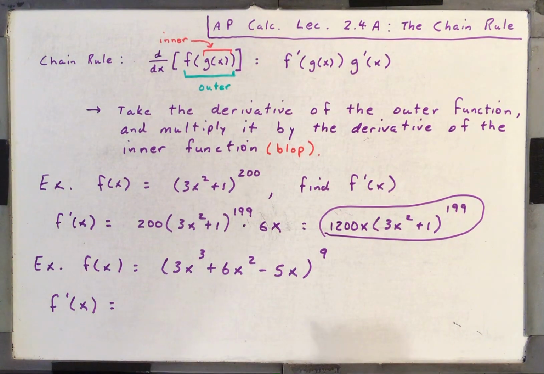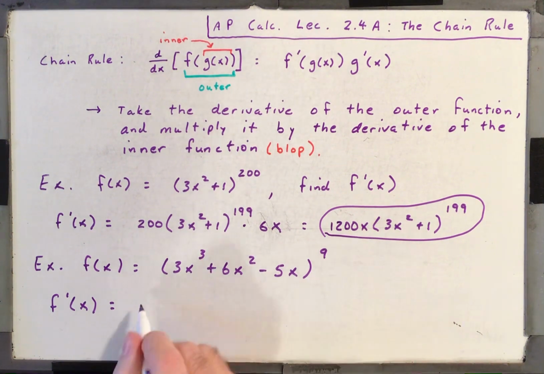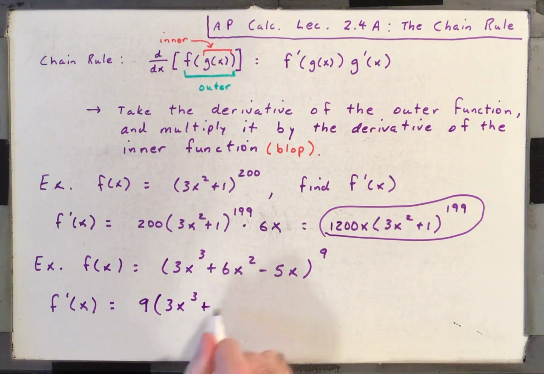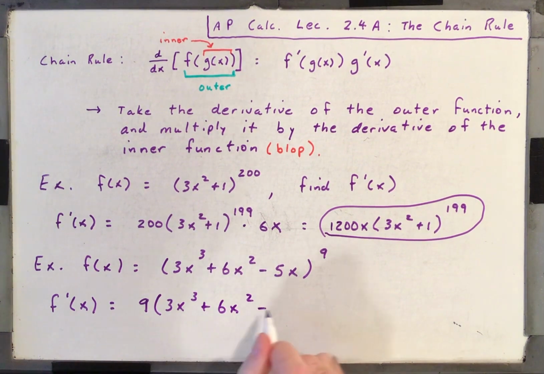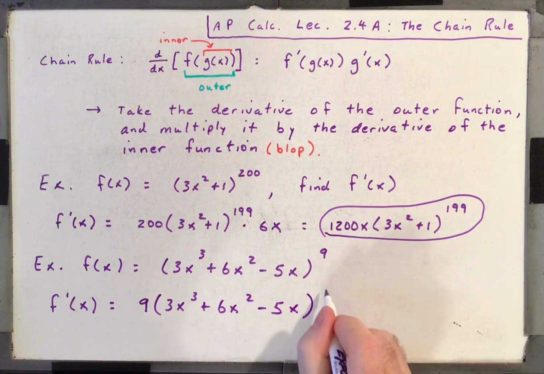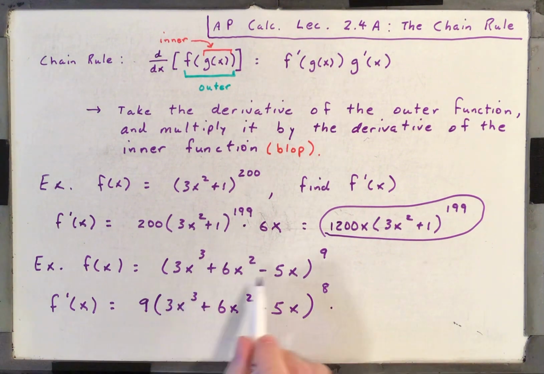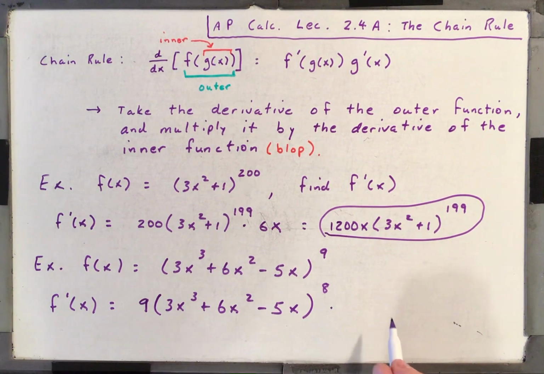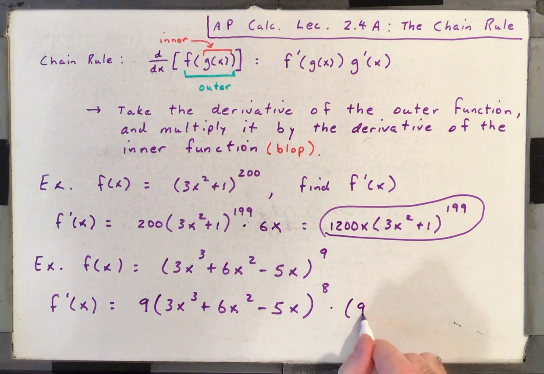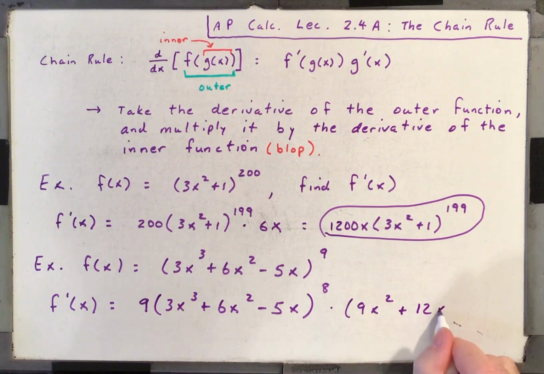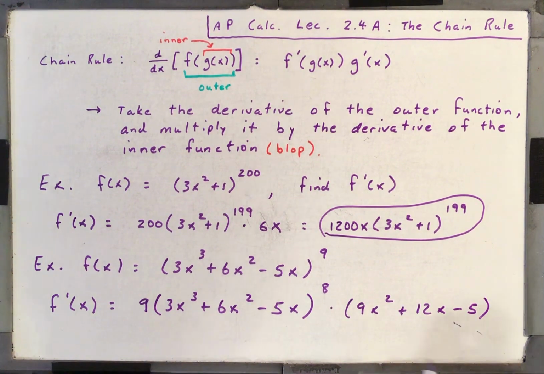All right. Okay, hopefully you've tried it. So this is going to be, bring that 9 out front times 3x cubed plus 6x squared minus 5x to the 8th power, and then multiply that by the derivative of the blop, this inner function. Well, that's going to be times 9x squared plus 12x minus 5. So 9x squared, 3 times 3, 9. X squared, 2 times 6, 12x minus 5.